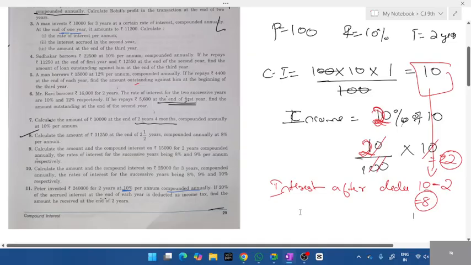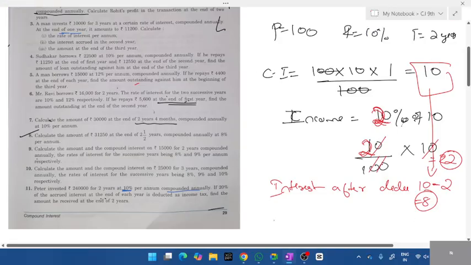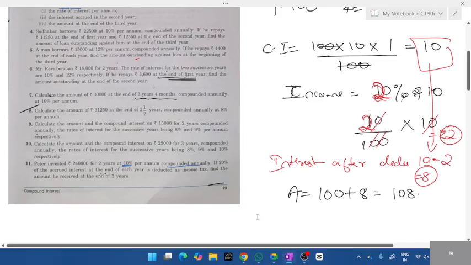Remember this. Whenever income tax question is asked, tax question is given, first calculate interest. Once you calculate interest, reduce the tax. After reducing, calculate the amount. What will be amount? Principal plus interest. 100 plus 10 or 8? 8. Very good. 108. This 108 will be the principal for second year.